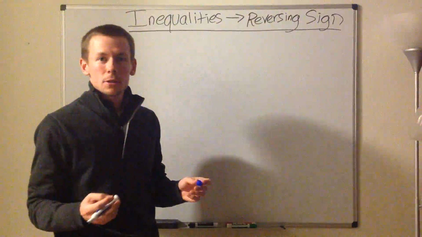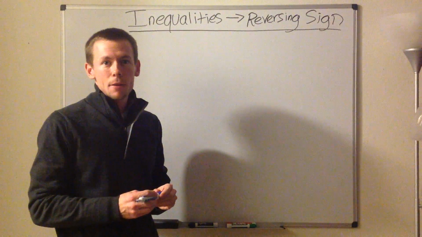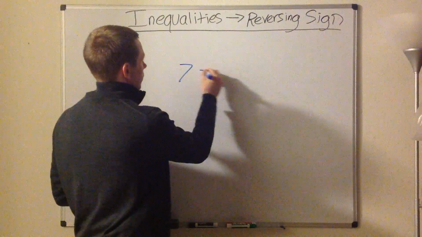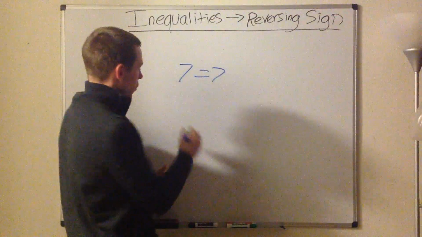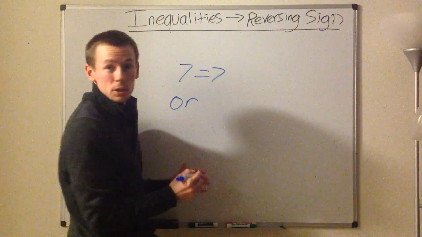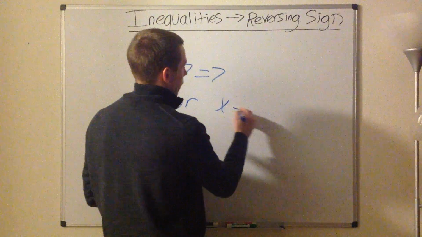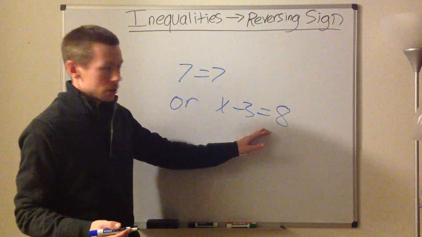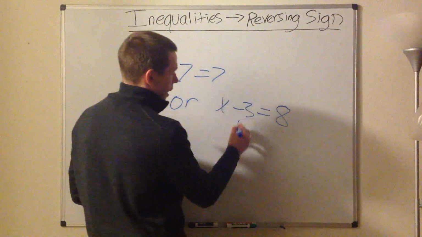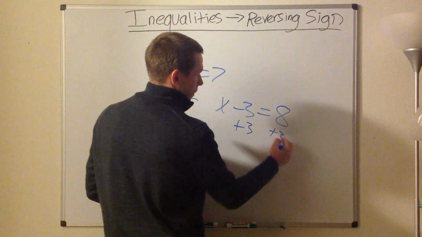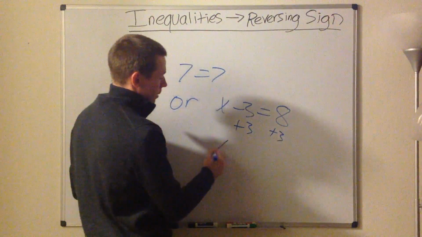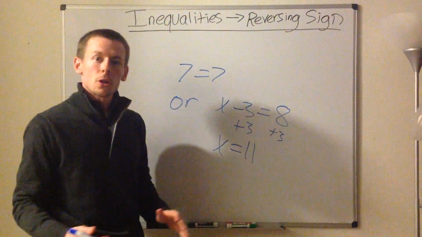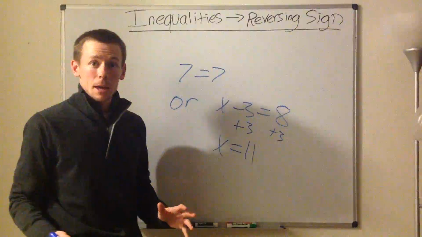So sometimes, or a lot of times in math, we have the equal sign, right? 7 equals 7, or we want to solve an equation where we have x minus 3 equals 8. And then how would we solve that? By adding 3 to both sides, and we would get x equals 11. So we encounter equals a lot in mathematics.